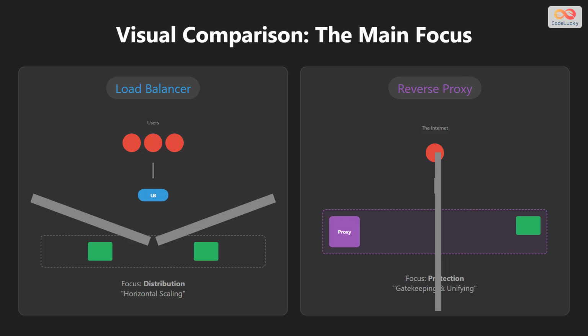Here is a visual comparison. On the left, the load balancer focuses on distribution. It takes one stream of traffic and spreads it out horizontally. On the right, the reverse proxy focuses on protection and unification. It sits in front of the server, often acting as a gatekeeper or a public face for internal services.